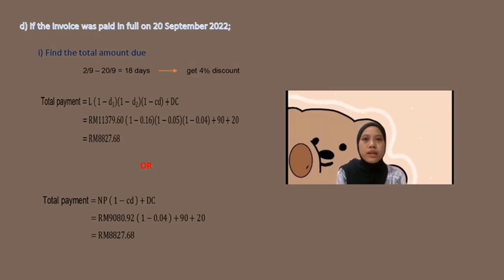2 per 9 until 20 per 9 equal 18th day. For the 4% discount, the formula of total payment equals F open bracket 1 minus D1 close the bracket, open the bracket 1 minus D2 close the bracket, open the bracket 1 minus CD close the bracket plus CD.